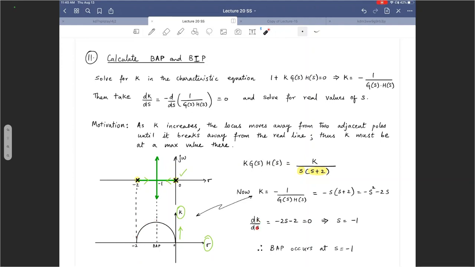Differentiate k with respect to s and equate to 0. You will get s equals -1. That is going to be the point at which it breaks away. Now, it just happens to be right in the middle of 0 and -2, but that's not necessarily the case.